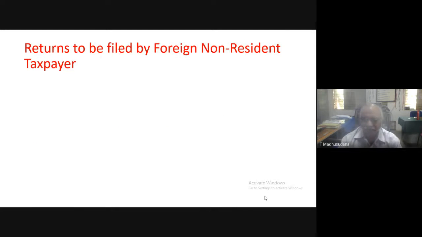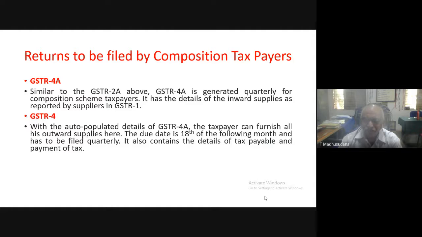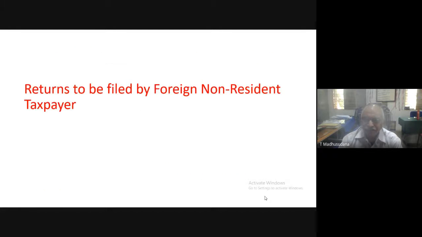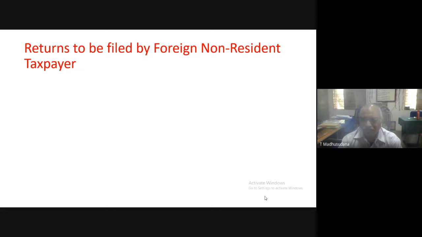Okay. So they are GSTR 4A, 4 and 9A. These are the three forms to be submitted by the composition taxpayers. Next, returns to be filed by foreign non-resident taxpayers. Foreign non-resident taxpayers also should file returns because they are also taxpayers and they should get registered under the GST Act.